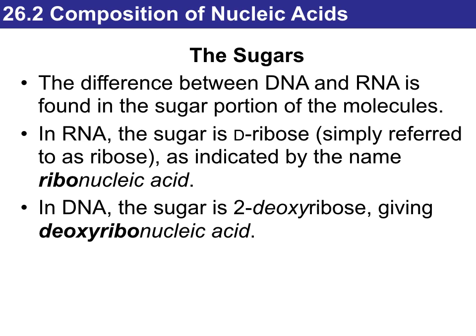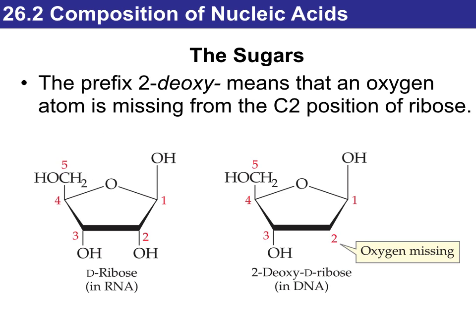Looking at the sugar, an extremely important difference between DNA and RNA is the sugar part of the molecule. In RNA, the sugar is a ribose, and that's what you find in ribonucleic acid. In DNA, the sugar is a deoxyribose, so deoxyribonucleic acid. Deoxy means that you're missing an oxygen from carbon number 2 of the ribose. Looking here on the left, that's the RNA. On the right side, the DNA deoxyribose is missing an oxygen.